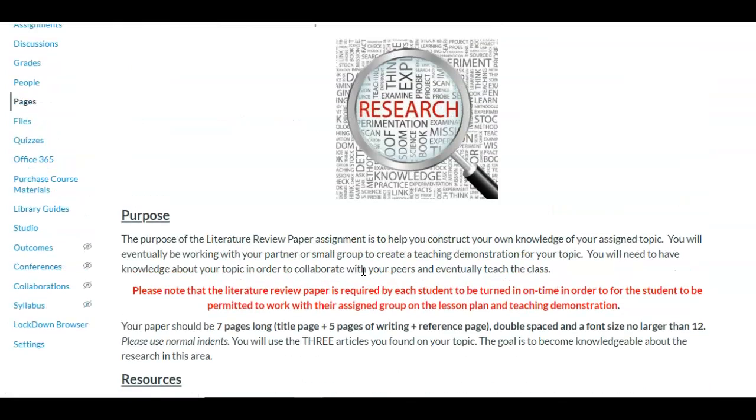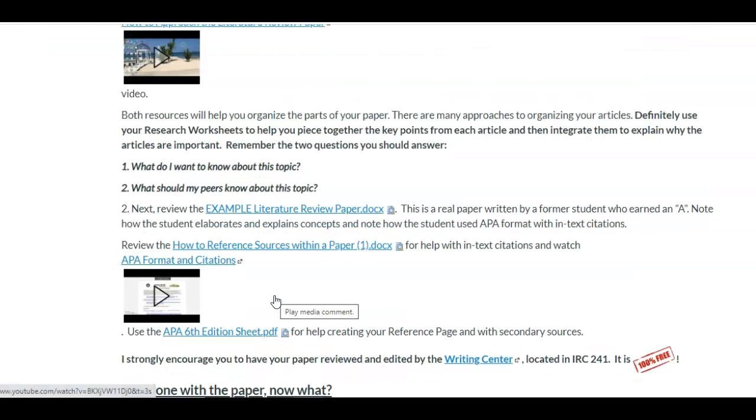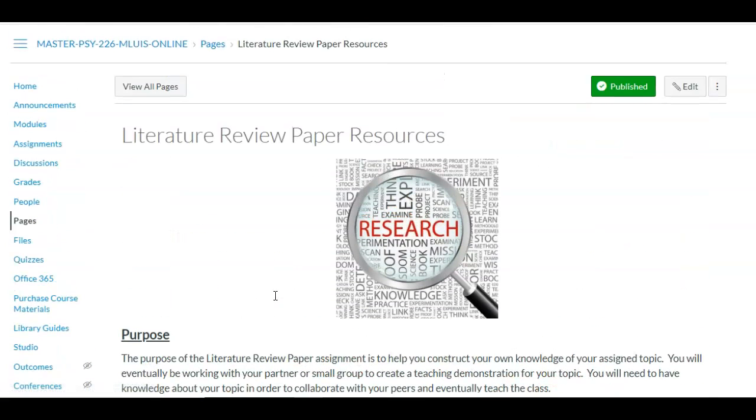So every page has a resource. It's really important, if you want to be successful in this class, that you utilize the resources, that you take the time and go through these things. I know it might seem overwhelming, but once you look at these things, the assignments become crystal clear. So it's really important that you take the time and use the resources. Again, they're embedded in the modules, but they also can be found under pages.